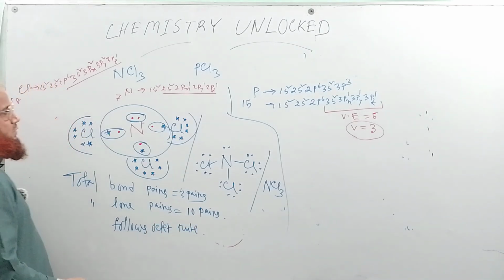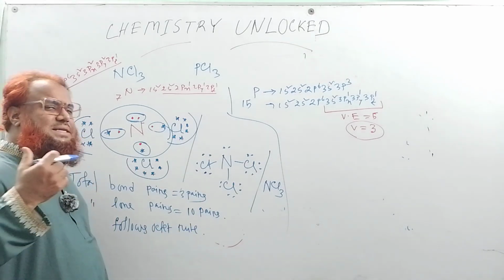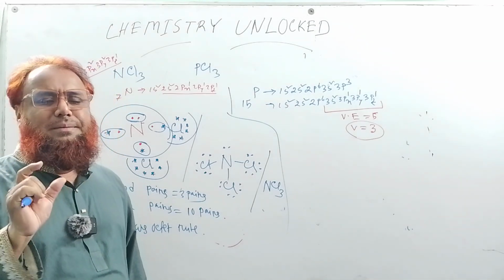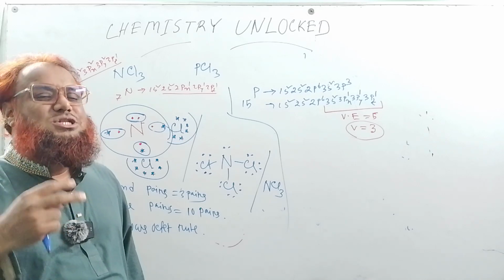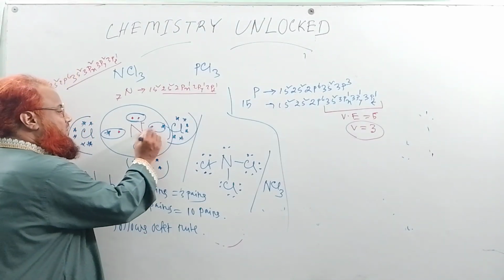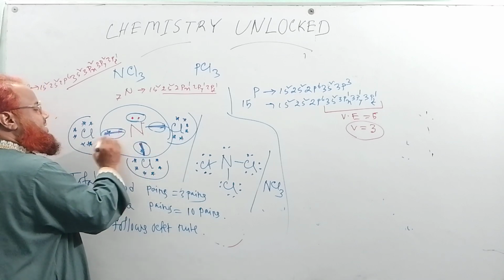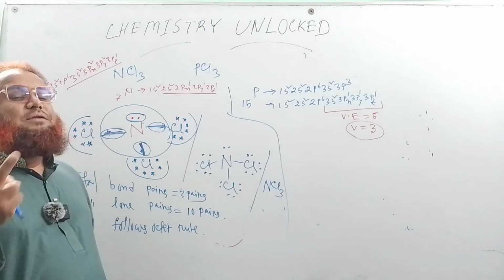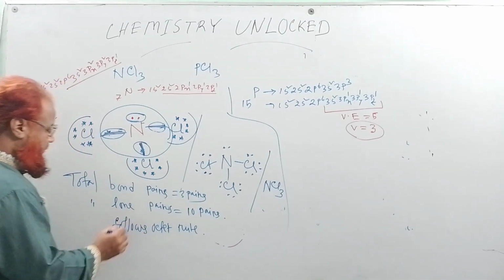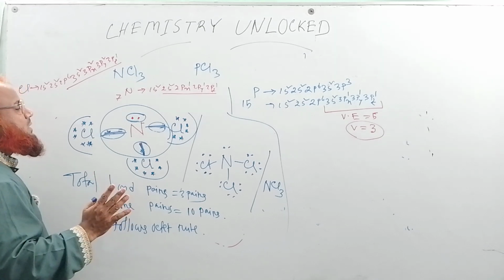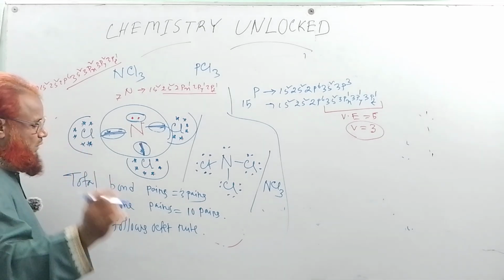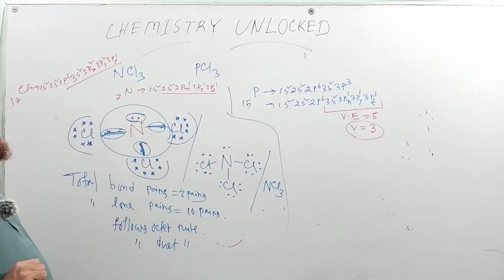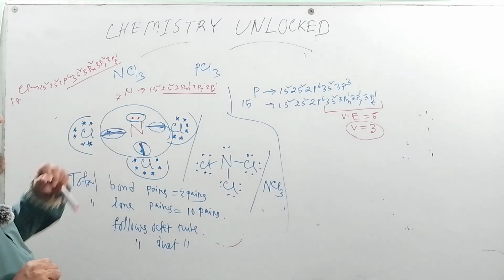And of course it follows the duet rule also. Why? Because I have already said that to form a covalent bond, two electrons are required, and this 2 means duet. So this is a covalent bond, this is a covalent bond, this is a covalent bond. Every covalent bond is made by 2 electrons, which means they are following the duet rule. So it follows what rule? The duet rule. So this is the simple structure of your NCl3 or orbit diagram.